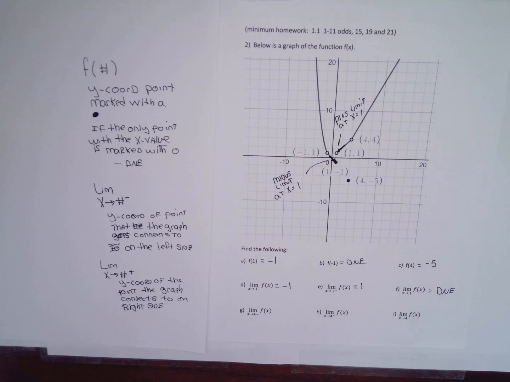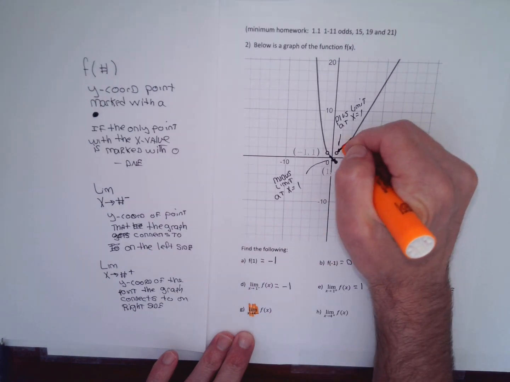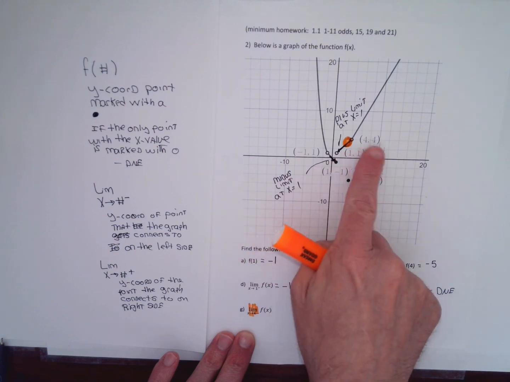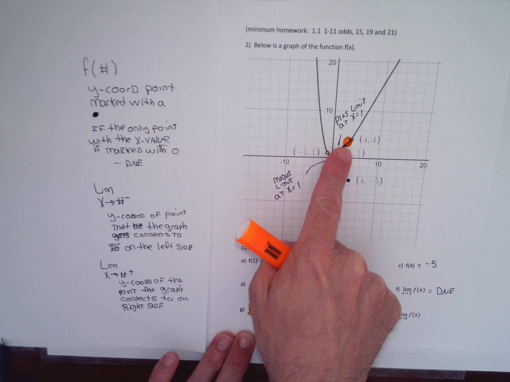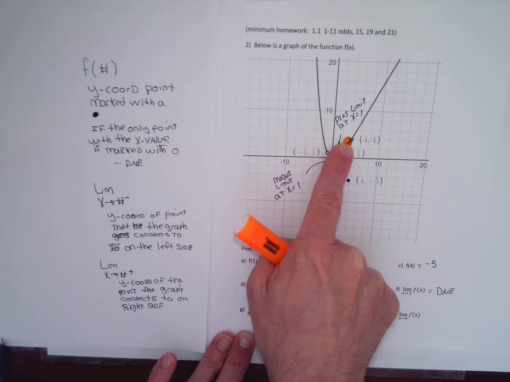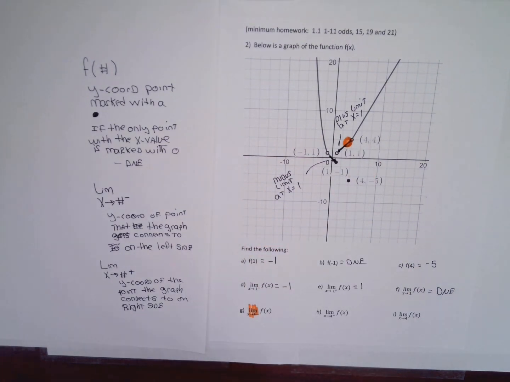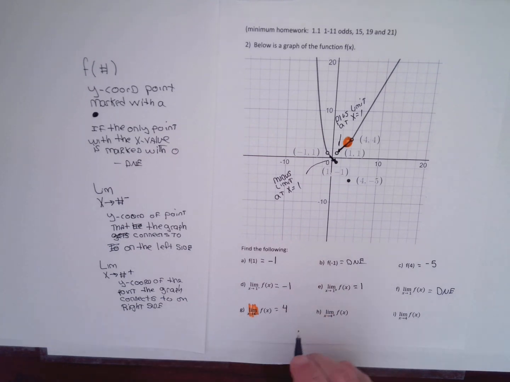Let's look at 4 now. First I'm going to do the left-hand limit at 4, and this is the portion of the graph that I'm looking at for it. I'm looking to the left of 4 and finding the point that the portion of the graph to the left of 4 connects to, and it connects to the point 4, 4. The y coordinate is 4. The left-hand limit at 4 is going to be the y coordinate of that open circle, which is 4.